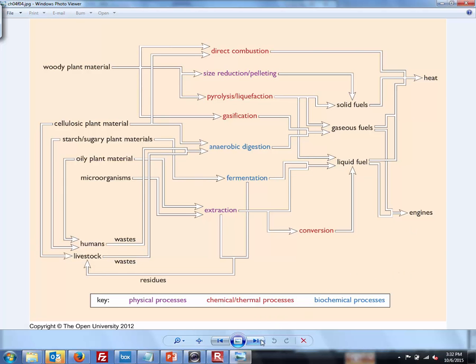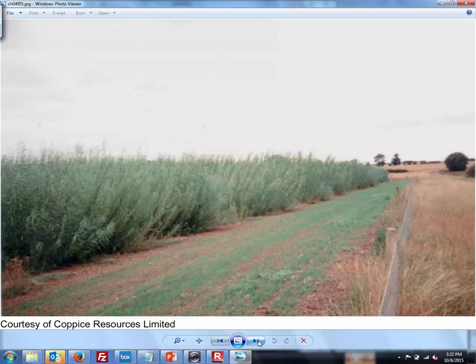All right. Next, I think this is just a shot of coppicing, and there's an example of a sustainable bioenergy conversion.